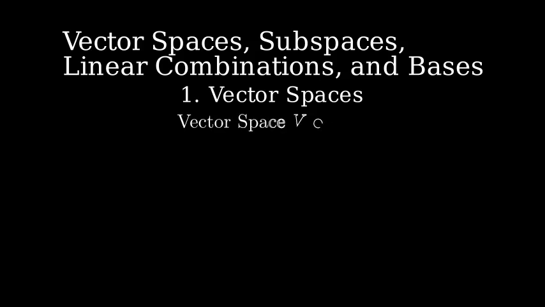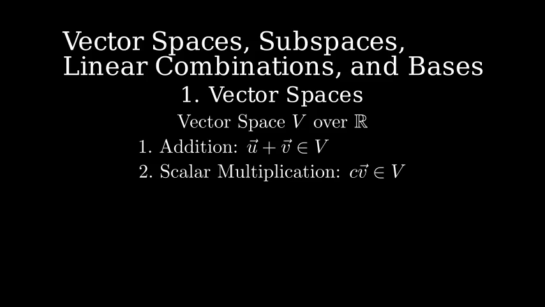A vector space V over a field like the real numbers is a set of objects called vectors, together with two operations, addition and scalar multiplication. These operations must satisfy certain properties, but the most important is that they are closed, meaning when you add vectors or multiply them by scalars, you stay within the same vector space.